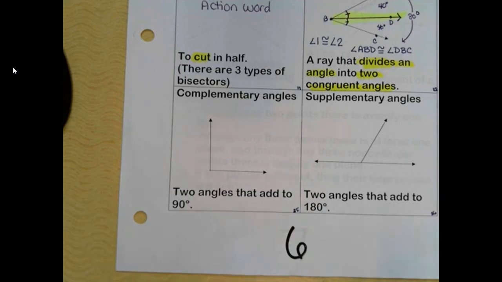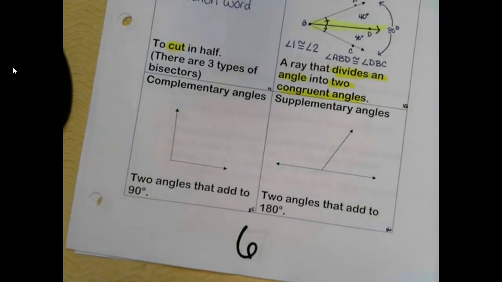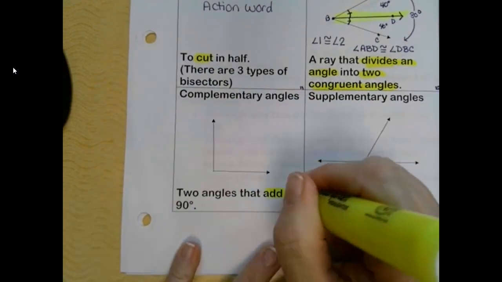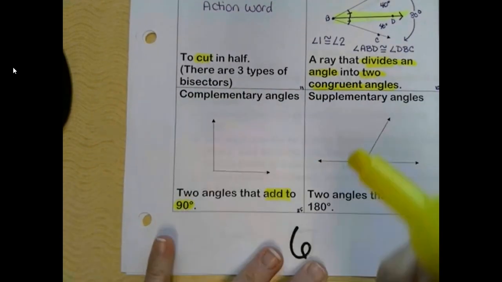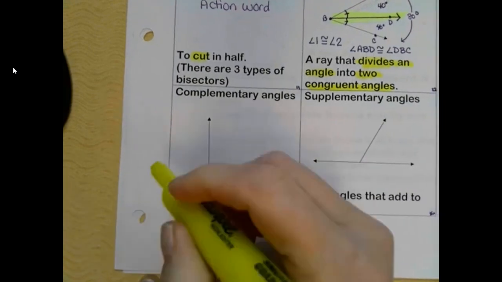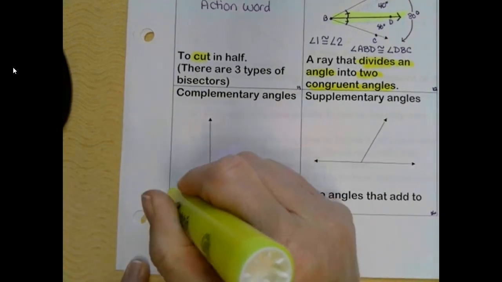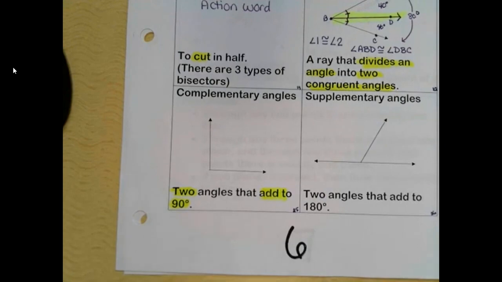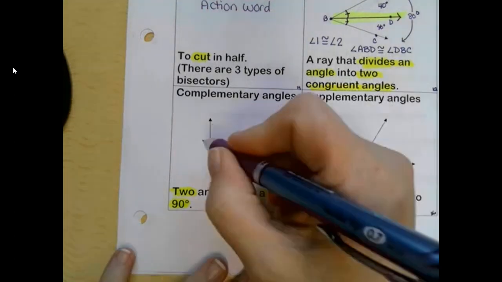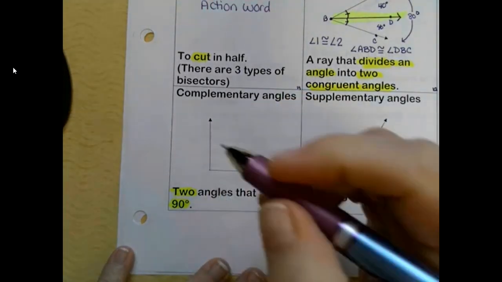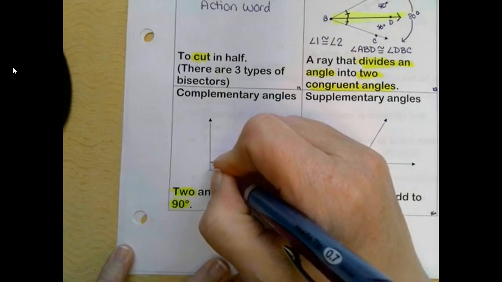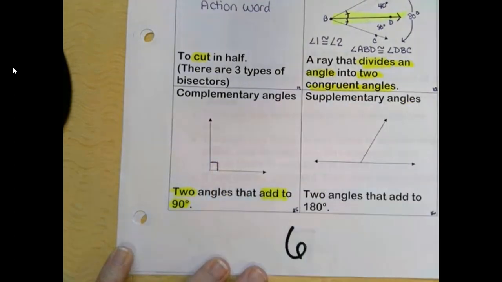Complementary: 2 angles that add to 90. Remember, because we're dealing with a pair, it is 2 angles. The other angle words were describing 1 angle. This is describing 2 angles, a pair of angles. First thing we need to do is make this a right angle, because I don't think it's accurate, but we are going to make this a right angle, and now that makes it accurate. It is now officially a 90-degree angle.